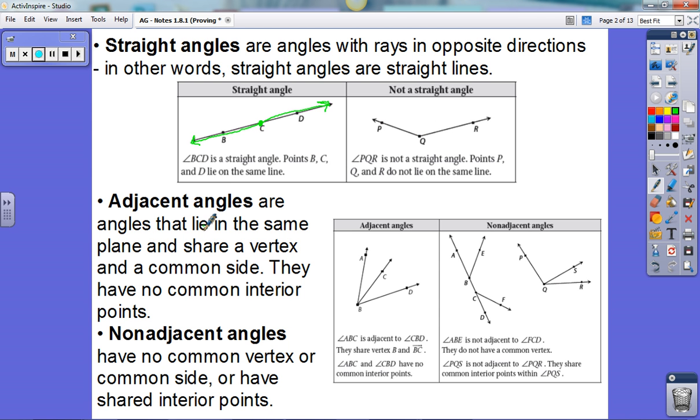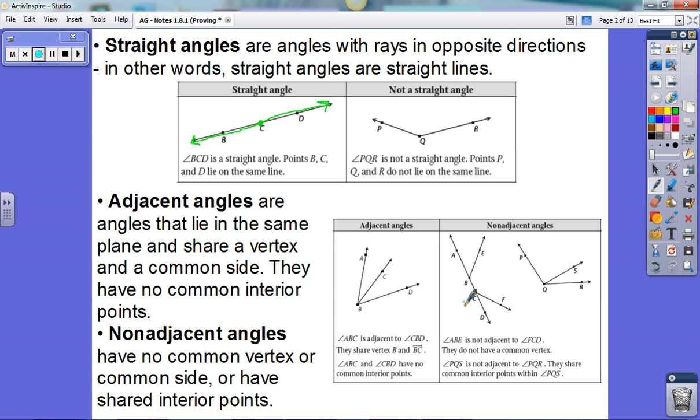Adjacent angles are angles that lie next to each other. They share a vertex and a common side. So here would be an example of adjacent angles. They share the vertex B and they share this common side BC.